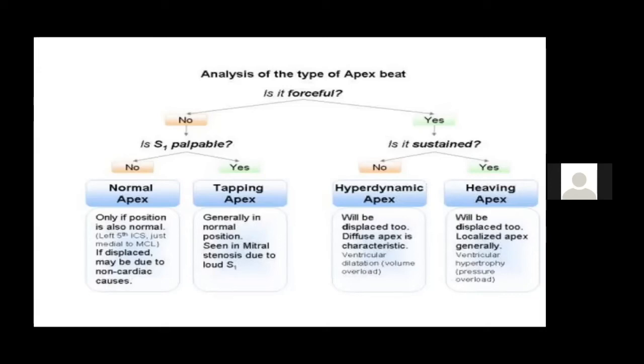So a normal apex, if it is displaced, we should always think of other conditions like anemia and other non-cardiac causes. And if it is forceful, you should see if it is sustained or not. A forceful and sustained apex is known as a heaving apex, and typical examples are hypertension, AS, coarctation, and hypertrophic cardiomyopathy. And if it is not sustained, it is typical volume overload like AR, MR, VSD, and PDA. So it should be down and out, and it is usually a localized apex.